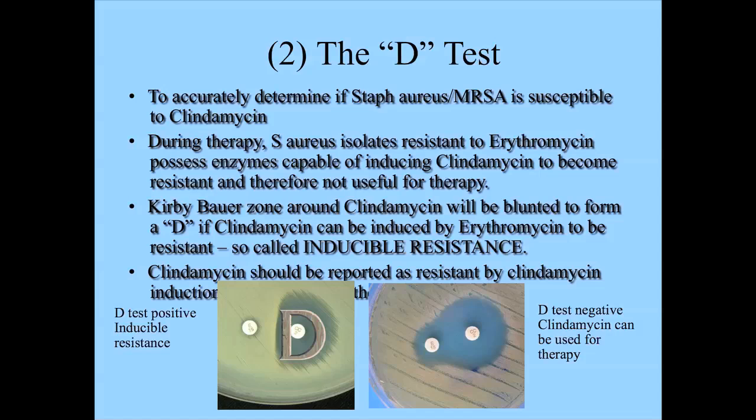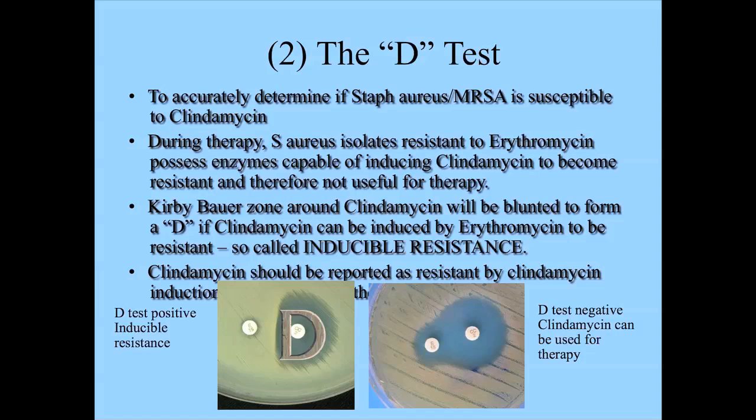To do the D-test, we simply use a blood agar plate and place clindamycin and erythromycin discs at a suitable separation point on a lawn of the Staph aureus that is to be tested. We incubate it for approximately 24 hours and we look for the zone sizes and how they appear on the agar.